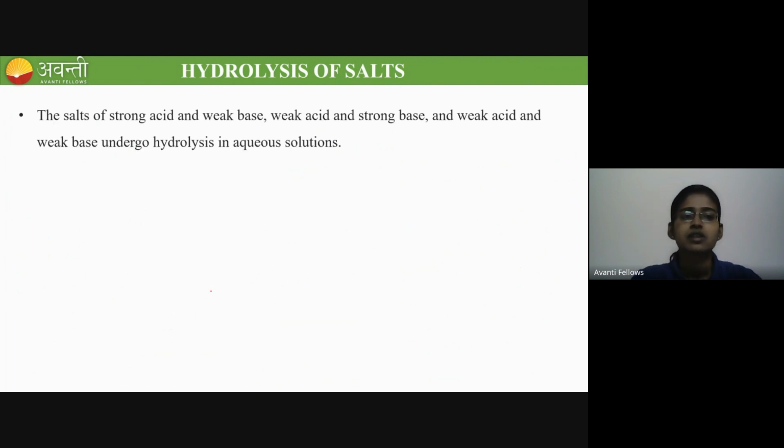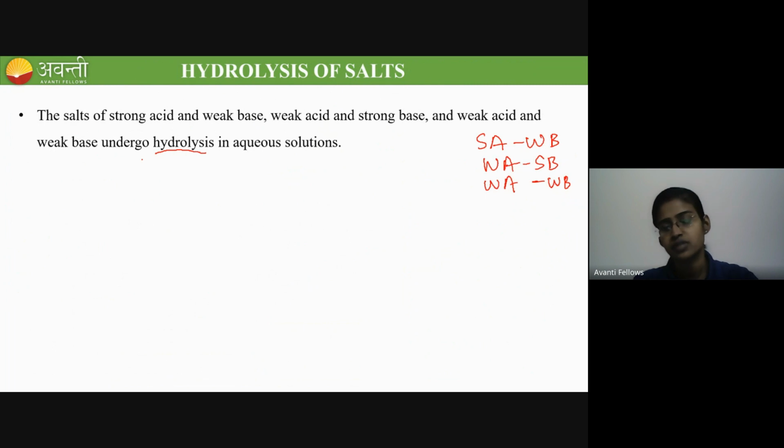Yes. The salts of strong acid and weak base, weak acid and strong base, weak acid and weak base. What are the three combinations? Strong acid and weak base, weak acid and strong base, weak acid and weak base. So these three combination salts undergo hydrolysis in aqueous solution.